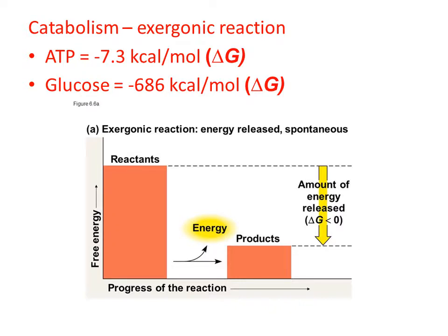This is a list of some other exergonic reactions. Notice that glucose is also an exergonic reaction. When you break down glucose into pyruvate and acetyl-CoA, the free energy release is negative 686. Both of these, catabolism of these two molecules, are exergonic reactions.